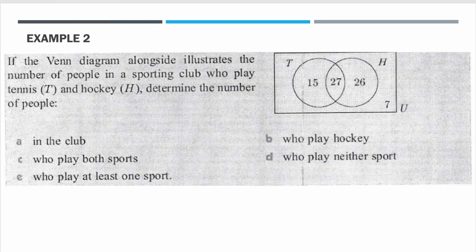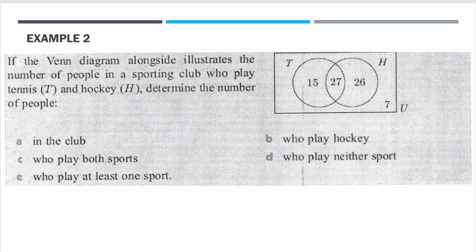Now that we know how to read a Venn diagram, let's actually put some numbers in our Venn diagram and answer some questions. So if the Venn diagram alongside illustrates the number of people in a sporting club who play tennis, T, and hockey, H, determine the number of people, A, in the club.